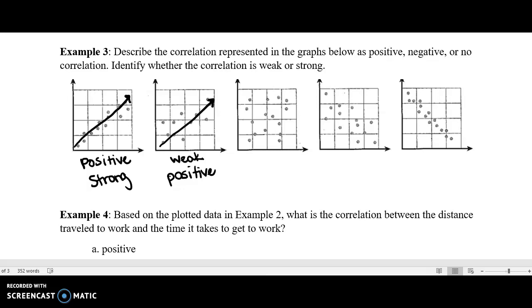Okay, how about this guy? Does it have a correlation? If we look and we think about it, I could draw a line either way, positive or negative. This kind of clusters in a cloud. So they don't increase together, they don't decrease together. So this one has no correlation.